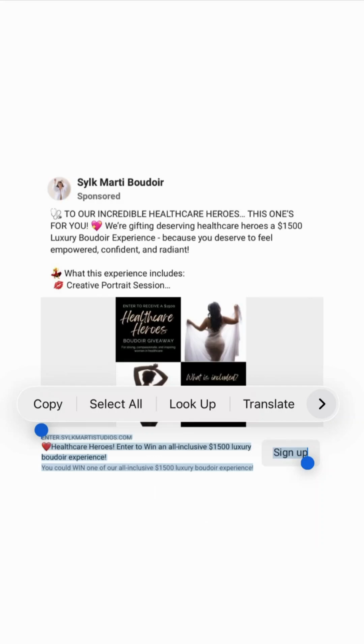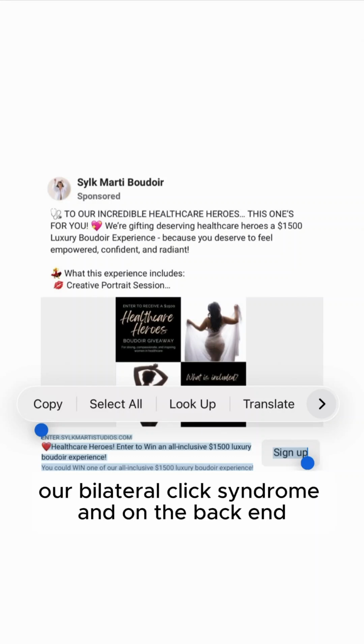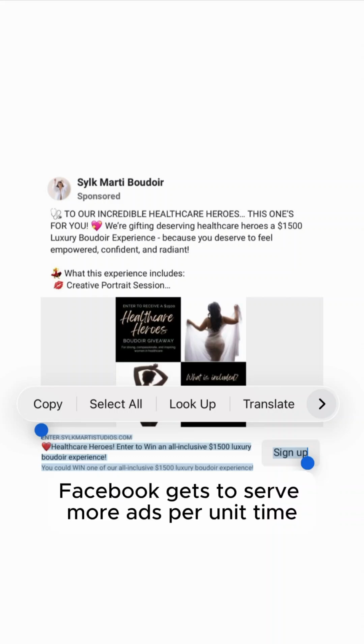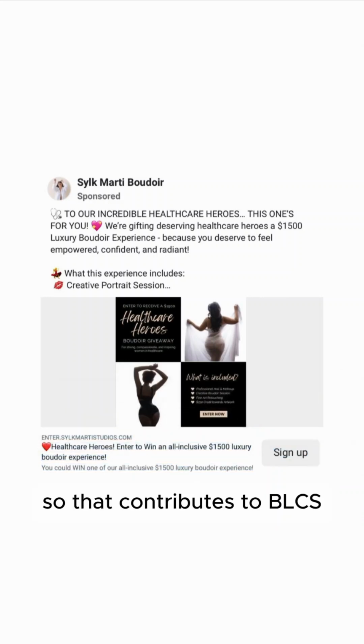And pulling down our unique CTRL metric under 6%, contributing to our BLCS, our Boudoir low click syndrome. And on the back end, Facebook gets to serve more ads per unit time, so they're happy. And we got fleeced. So that contributes to BLCS.